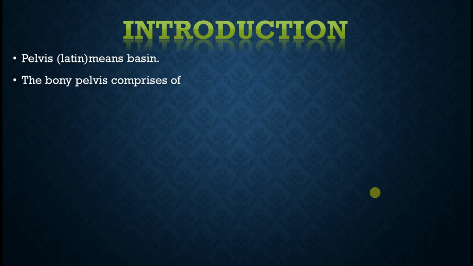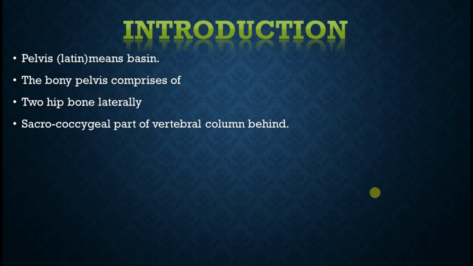The bony pelvis mainly consists of the two hip bones on either side, the ilium, ischium and the pubis, laterally, and posteriorly what we have is the sacrum and coccyx, which is the lower part of your vertebral column. The sacrococcygeal part consists of the sacrum, which is a fusion of 5 sacral vertebrae, and the coccyx, which is a fusion of 4 coccygeal vertebrae.